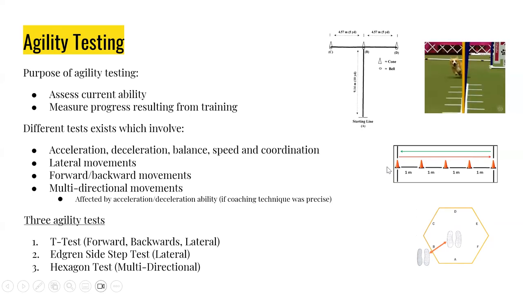You're going to be able to test acceleration and deceleration, forward and backward movements, with the T test, which is going to be sprinting as fast as you can from the start line A to point B, laterally moving to C, D, B, and backpedaling all the way to the start line. And for agility testing of multi-directional movements, we'll be doing the hexagon test, where you'll move forward and back, side to side, jumping from inside the hexagon to outside as fast as you can. So these are the three agility tests that we're going to do today: the T test, the Edgren sidestep test, and the hexagon test for multi-directional agility.